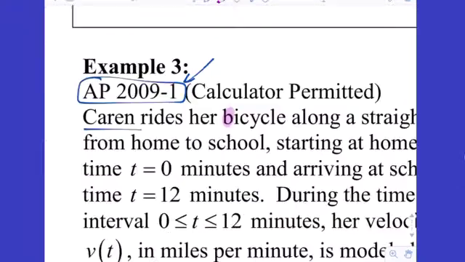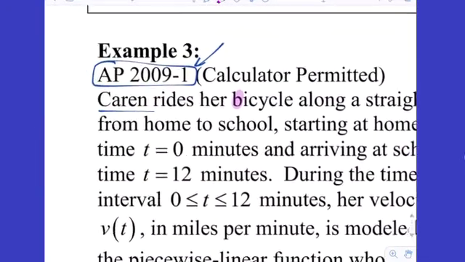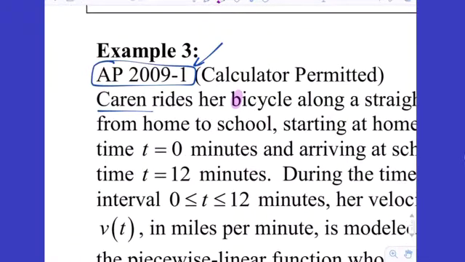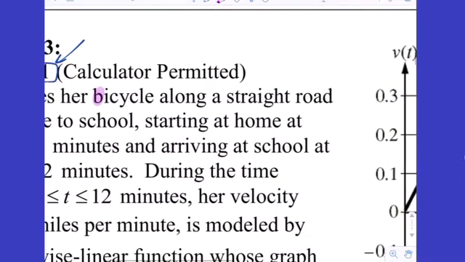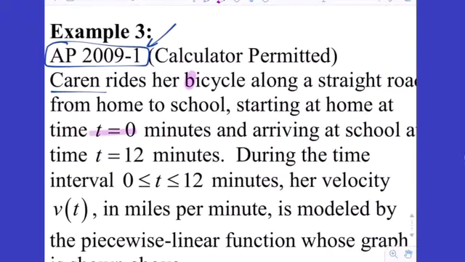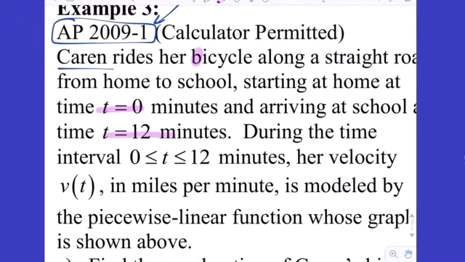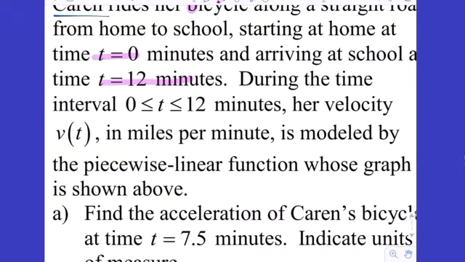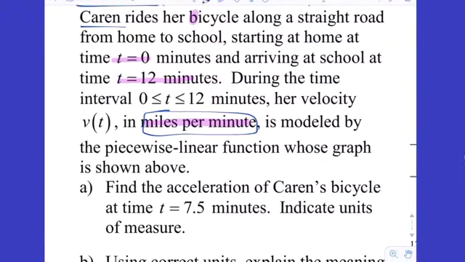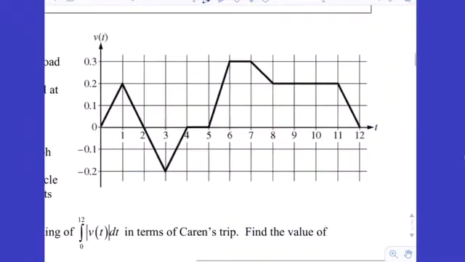So Karen with a C rides her bicycle with a B. I'm actually okay with that one. Along a straight road from home to school. You got it? She's on a bike. She starts at home. She goes to school. It even says that, starting at home at t equals 0 minutes, and arrives at school at 12 minutes. During the time from 0 to 12 minutes, her velocity v of t, and here are the units, miles per minute. Ooh, that's different, right? Not miles per hour. Miles per minute is modeled by a piecewise linear function whose graph is shown above. I threw it out here on the right.